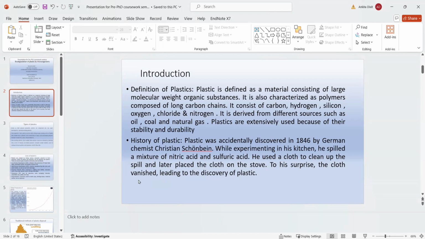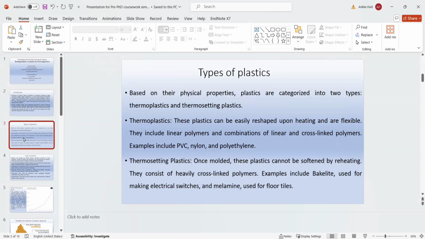Yes, sir, sure. Then history of plastic. Plastic was accidentally discovered in 1846 by a German scientist. When he was experimenting in his kitchen, he spilled a mixture of nitric acid and sulfuric acid. He used a cloth to clean up the spill, and later he placed the cloth on the stove. To his surprise, the cloth vanished, leading to the discovery of plastic.